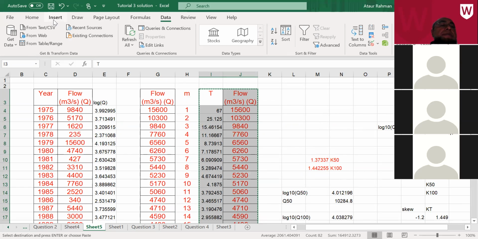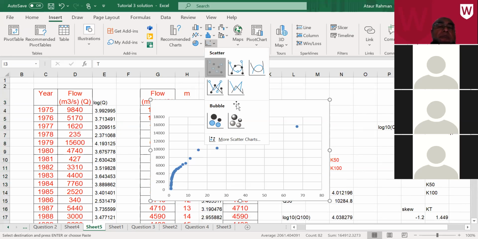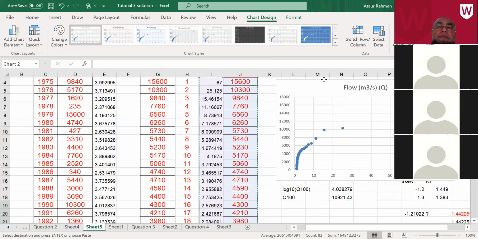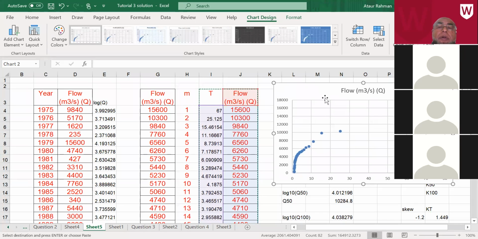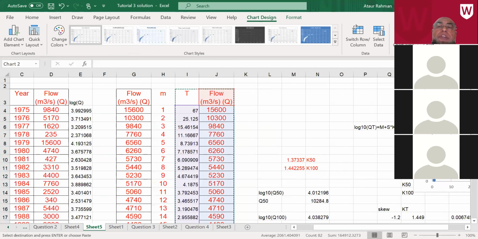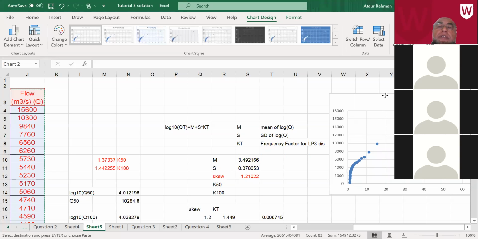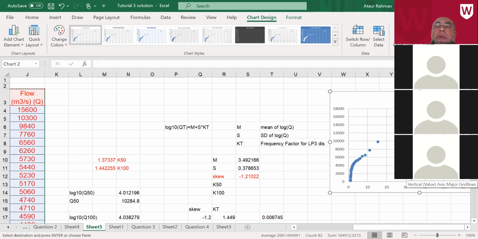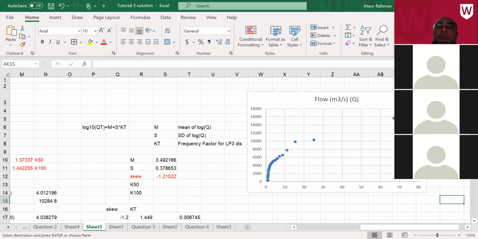So we go to insert and go to scatter plot and do a plot of the data that we did before as well. So I'll go a little bit further from the data where I have nothing else there. So this is the empirical data with the return period.